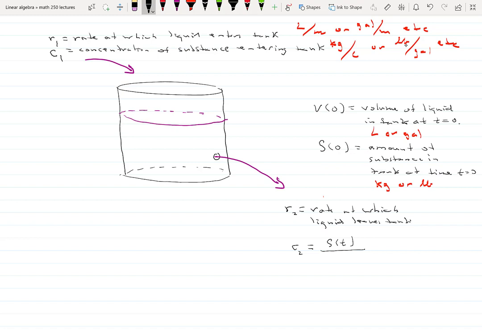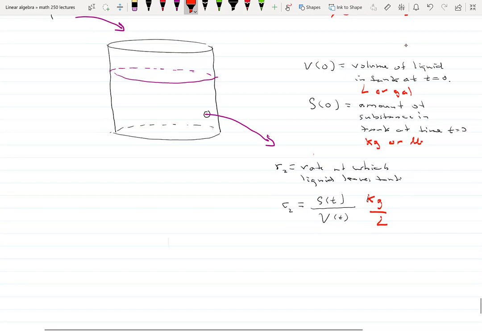Now remember, the amount of substance you can think about is, let's say, kilograms, whatever. And the volume's not constant, so over the volume, the amount of liquid in the tank, and that will be in, say, liters. So the volume and the amount of substance in the tank at time t is varying because the concentration entering the tank may not equal the concentration of substance that's initially in the tank. Okay, so this is a little more complicated.